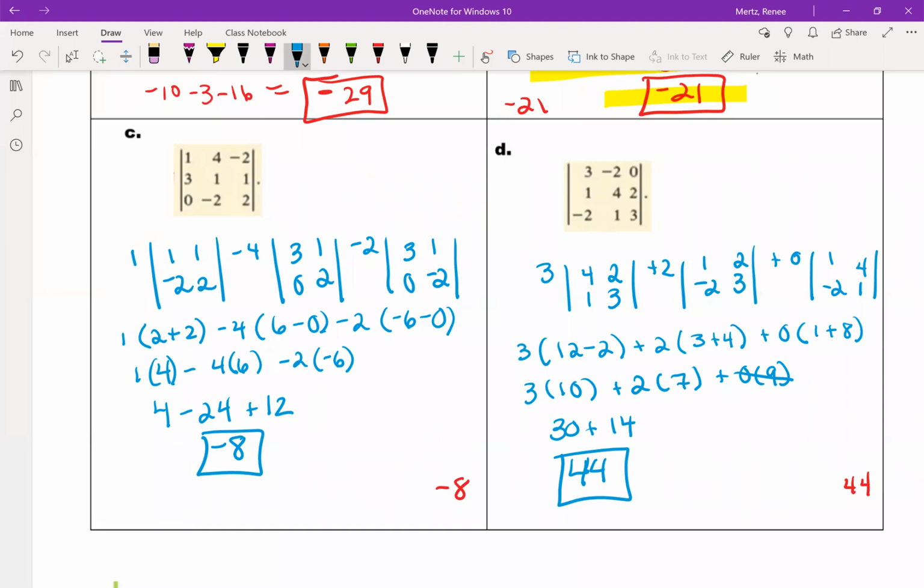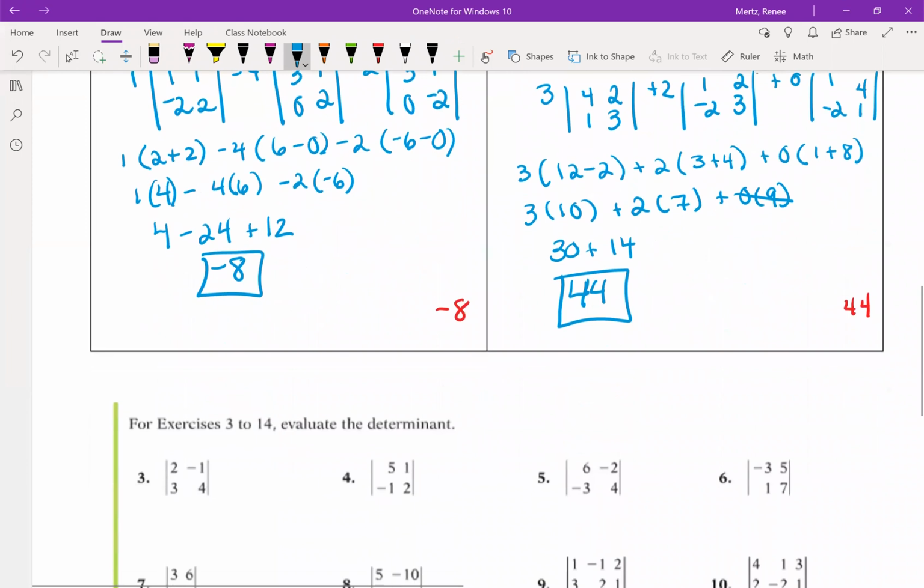All right, guys, check your answers to C and D. Again, if you did not get those answers, check with my work to see if you can find your mistake. Feel free to pause the video here to check over the answers, and then you'll practice some on your own.